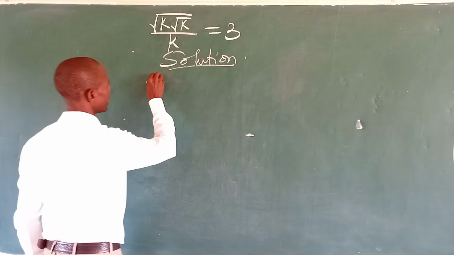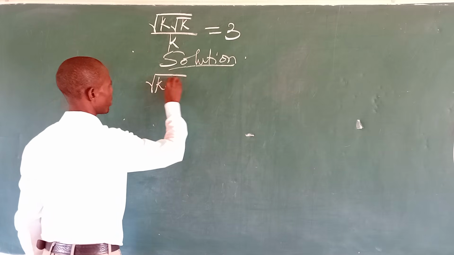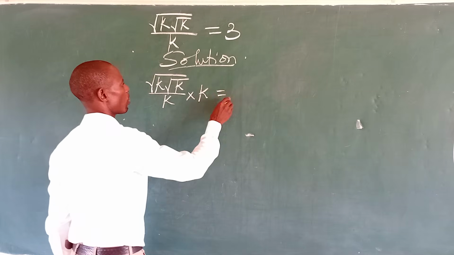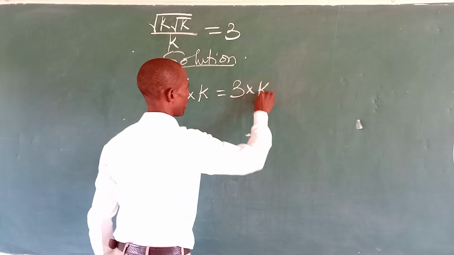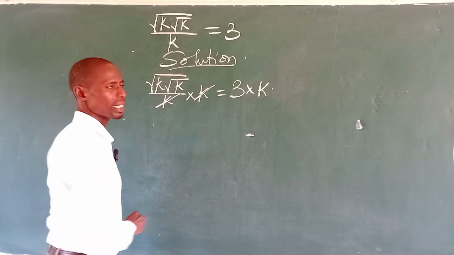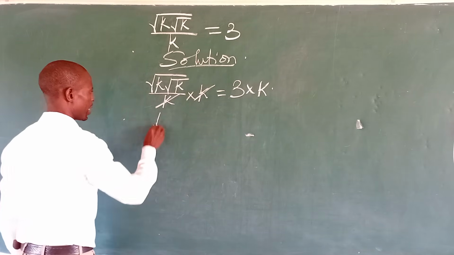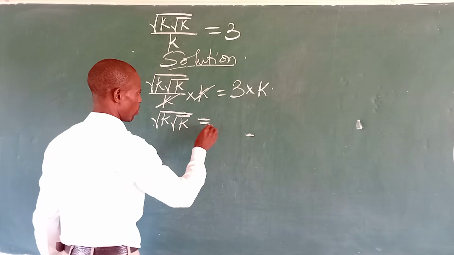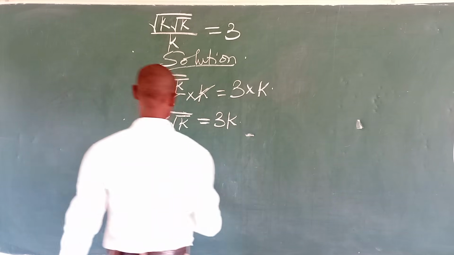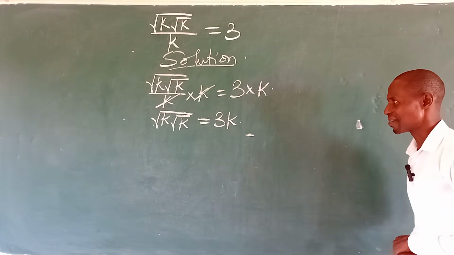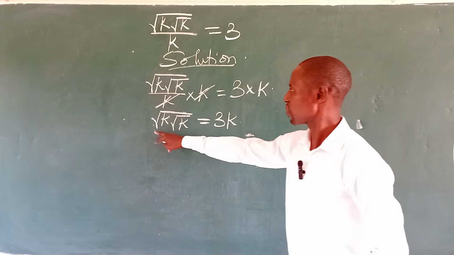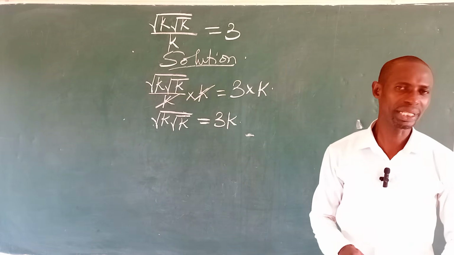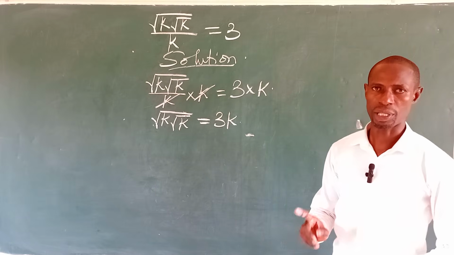And so we're going to have k times the square root of k, all over k, equal to 3 times k. So what happened? This and this leave the system. We are now left with the square root of k times the square root of k equal to 3k. Easy. So what do we do next here? This is a square root radical, so we have to eliminate the square root radical. And in doing that, we raise both sides of the equation to the power of 2.